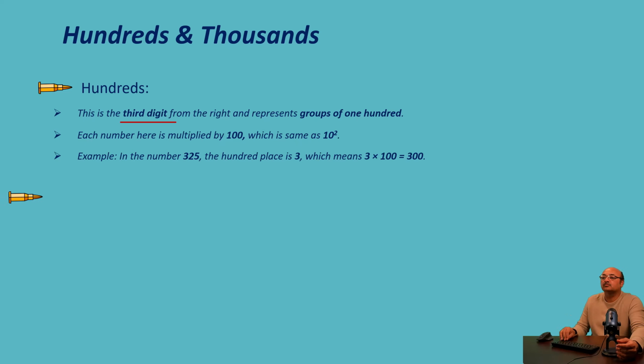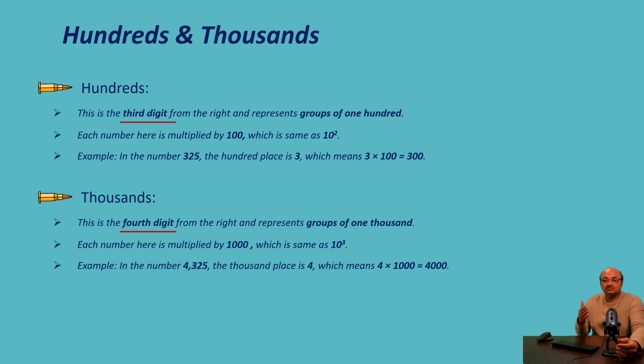Okay. And then we are talking about thousands. Same concept. This is the 4th digit from the right. Sequentially progressing. For units we had 10 to power 0, for tens we had 10 to power 1, for hundreds we had 10 to power 2, and for 1000 we have 10 to power 3.